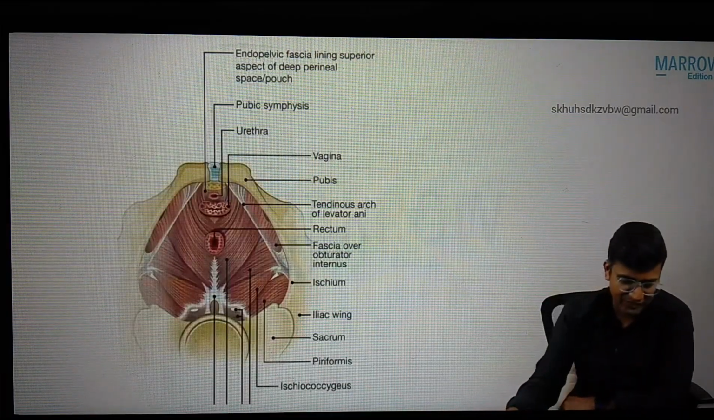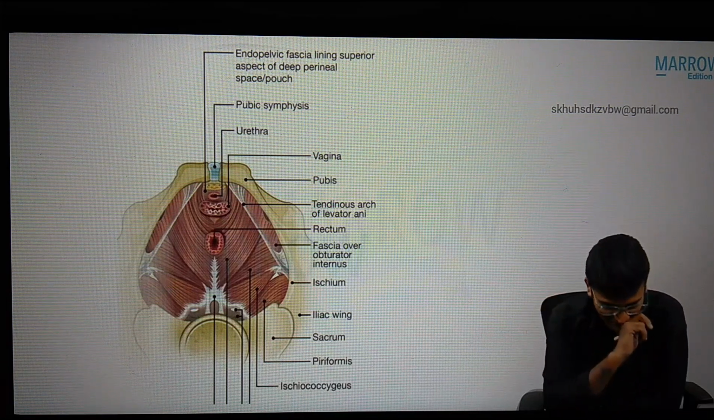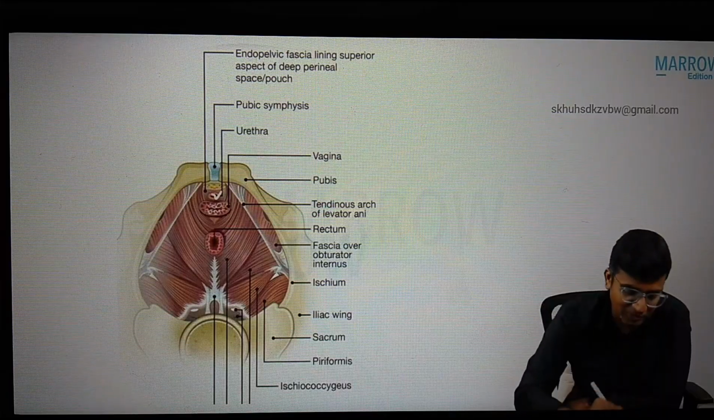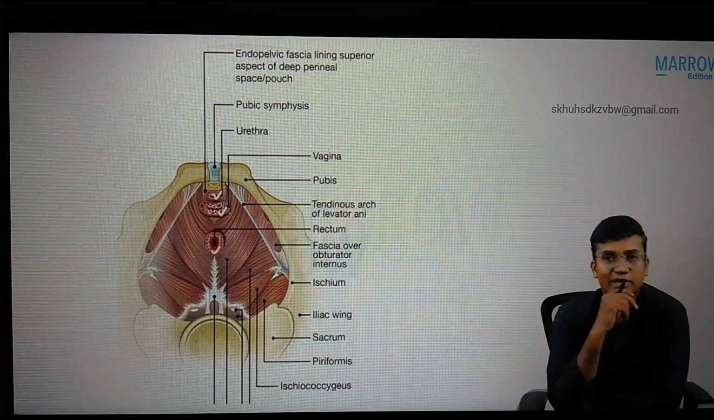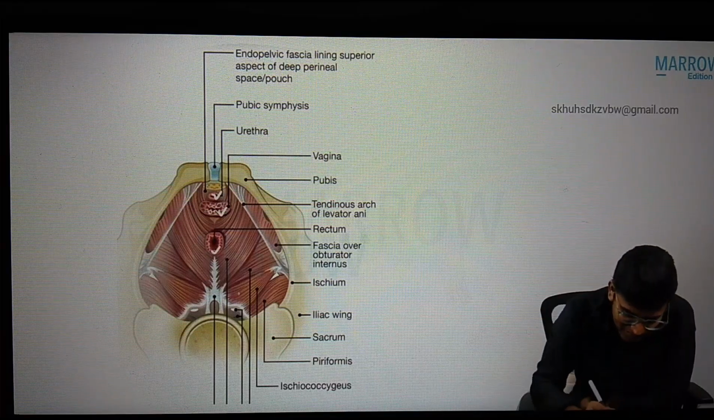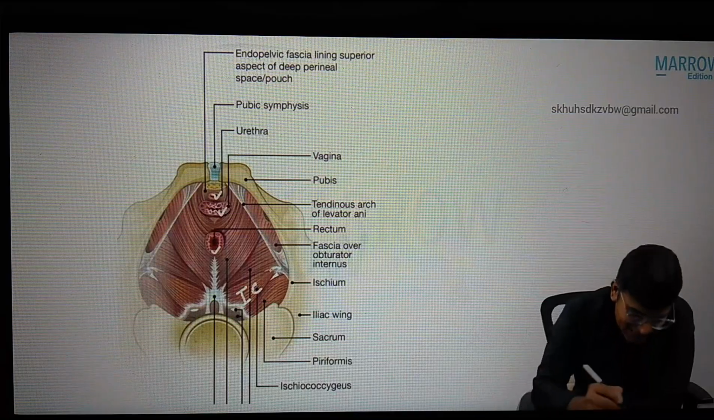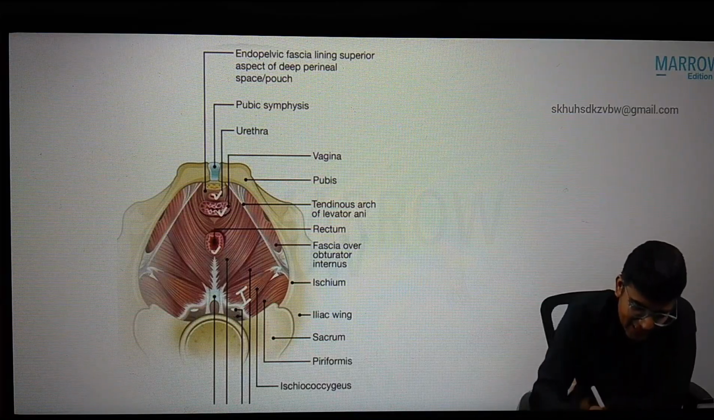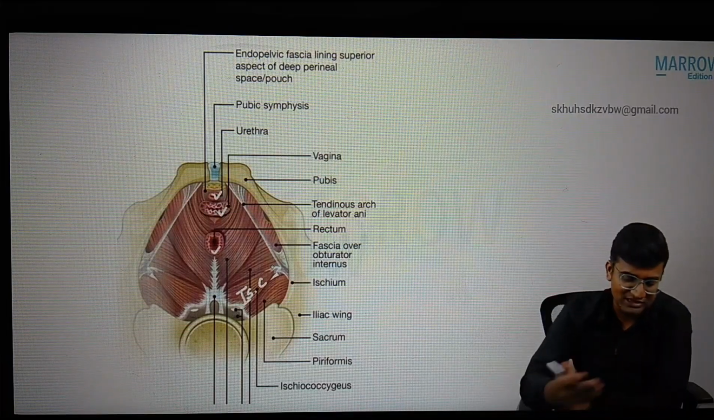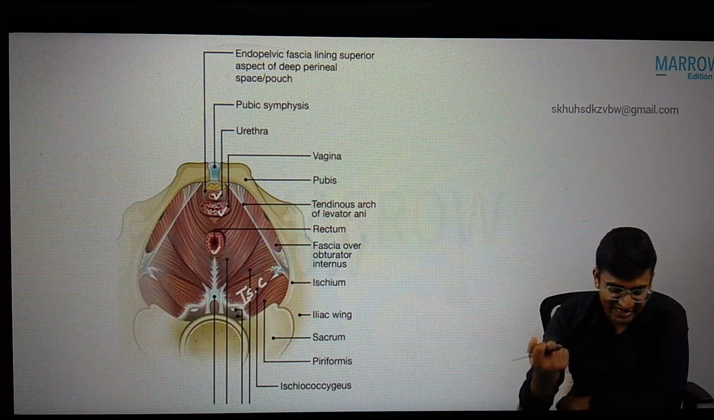Now see the diagram here. This diagram is the superior view of the female pelvis. Why am I saying female pelvis? We are seeing three openings: the urethral opening, the vaginal opening, and the anal opening. Here, this is our ischio-coccygeus muscle, I am writing it as ISC, from the ischium bone to the coccyx. As I told you already, the ischio-coccygeus is not a part of the levator ani muscle.